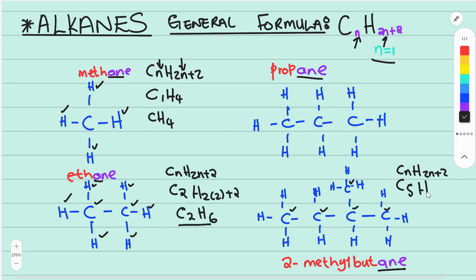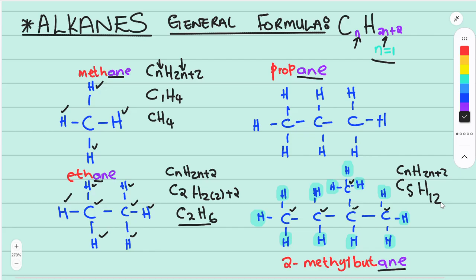And then how many hydrogens do we have? It has to be 2 times 5, which is 10, plus 2, so 12. So do we have 12 hydrogens? So let's count together: 1, 2, 3, 4, 5, 6, 7, 8, 9, 10, 11, and 12. So indeed, we do have your 12 hydrogens over there. So that's what's happening there with your alkanes.